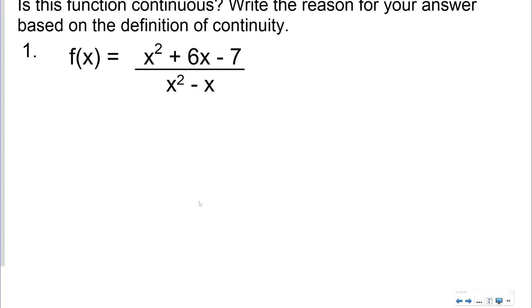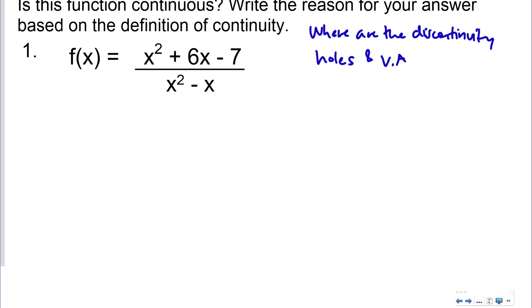Is this function continuous? Write the reason for my answer based on the definition of continuity. Well, when we're looking to find where the discontinuities are, because if we can find any discontinuity, then we can show this thing is discontinuous, not continuous. Then what we want to do is find the holes and the vertical asymptotes, not the horizontal asymptotes, although that might help us draw the picture.